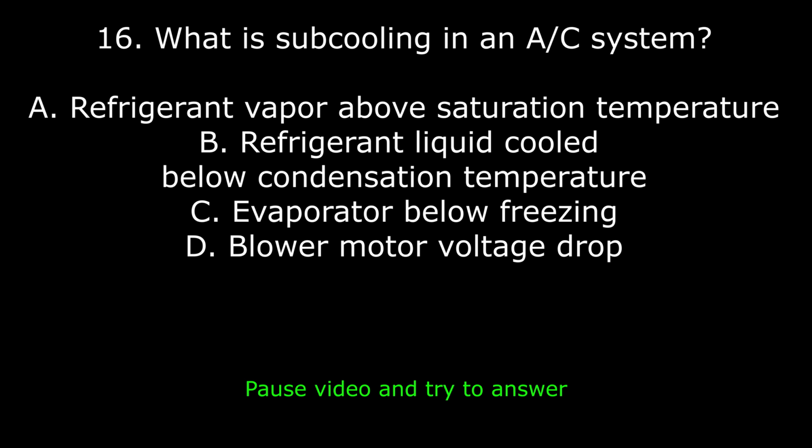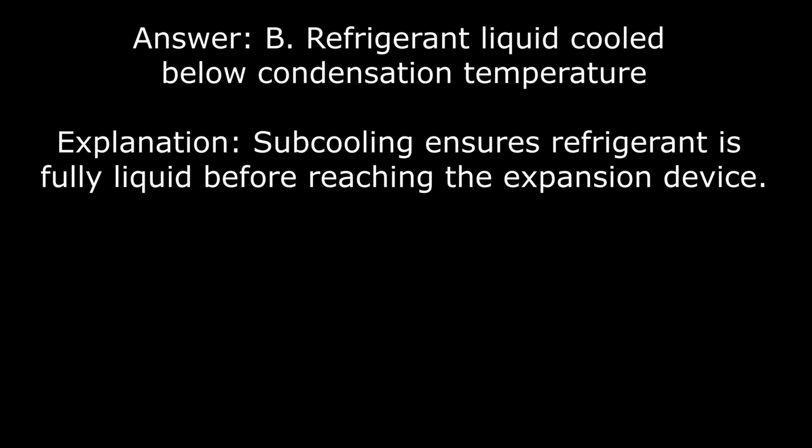16. What is subcooling in an AC system? A. Refrigerant vapor above saturation temperature. B. Refrigerant liquid cooled below condensation temperature. C. Evaporator below freezing. D. Blower motor voltage drop. Answer: B. Refrigerant liquid cooled below condensation temperature. Explanation: subcooling ensures refrigerant is fully liquid before reaching the expansion device.